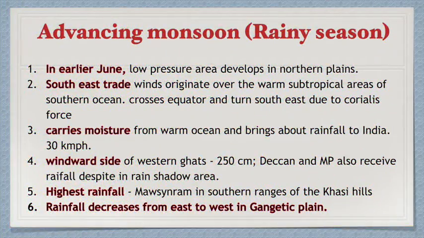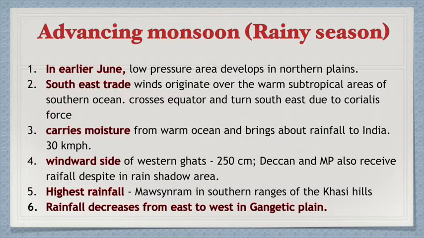Next season is advancing monsoon or the rainy season. In early June, a low pressure area develops in the northern plain. So southeast trade winds from the warmer subtropical areas of the southern ocean, while crossing the equator, return southeast due to Coriolis force. It carries moisture from the Indian Ocean and brings rainfall to India.